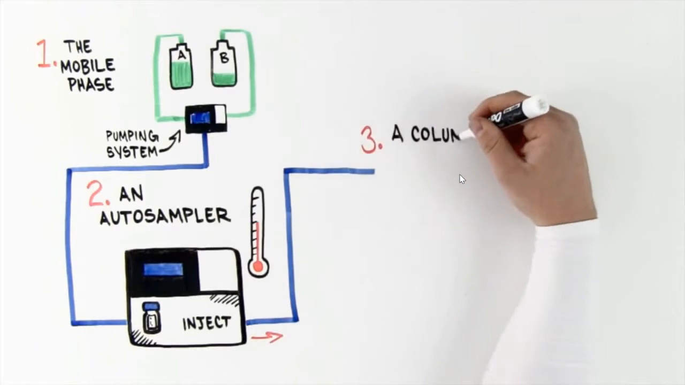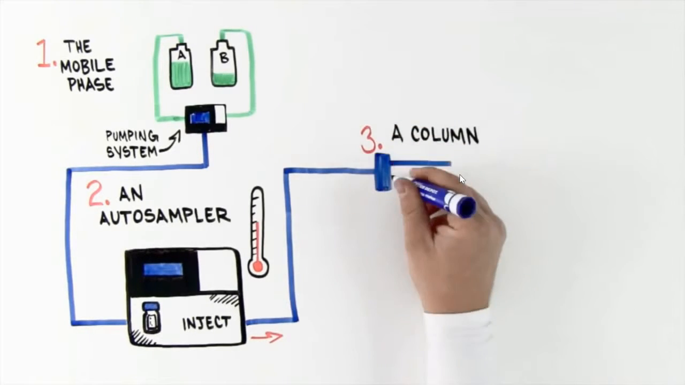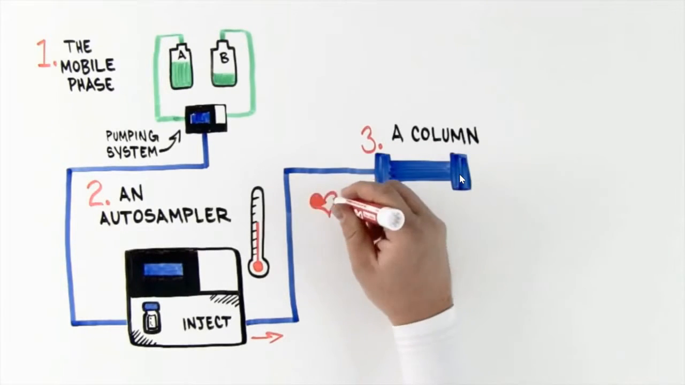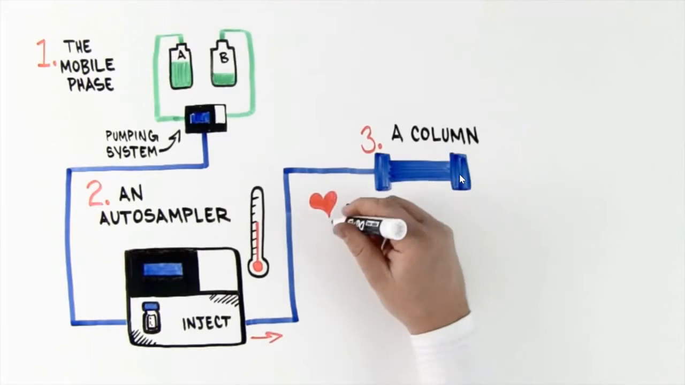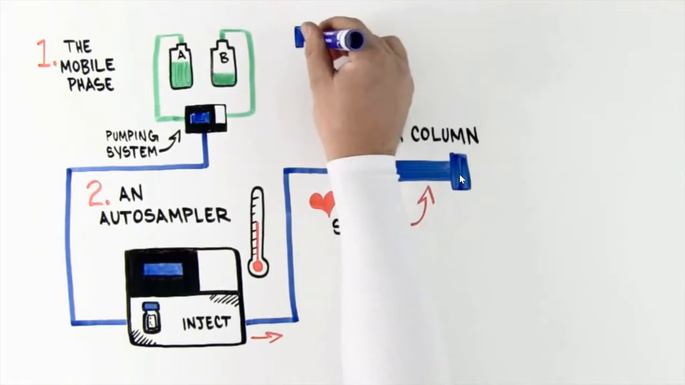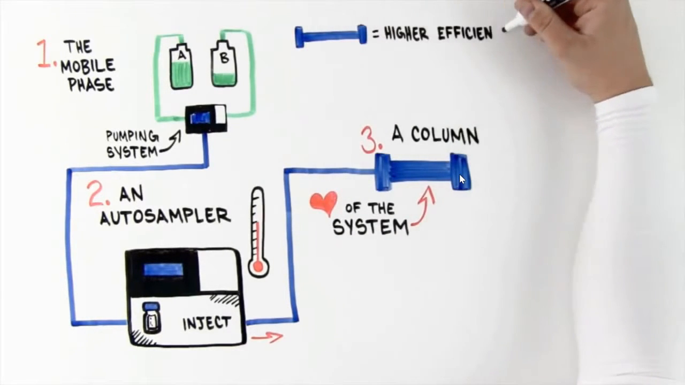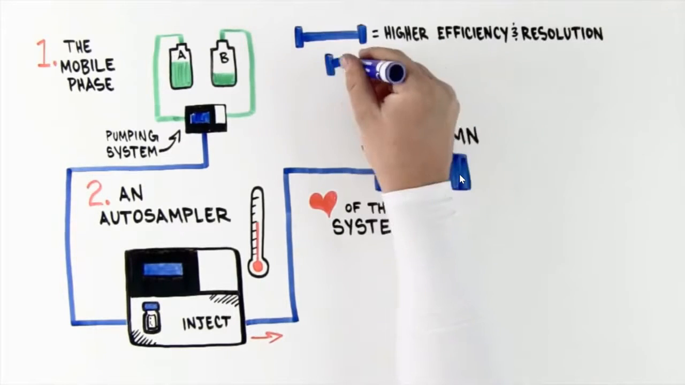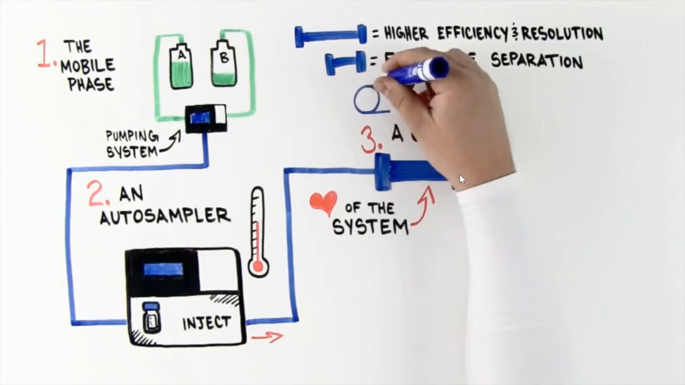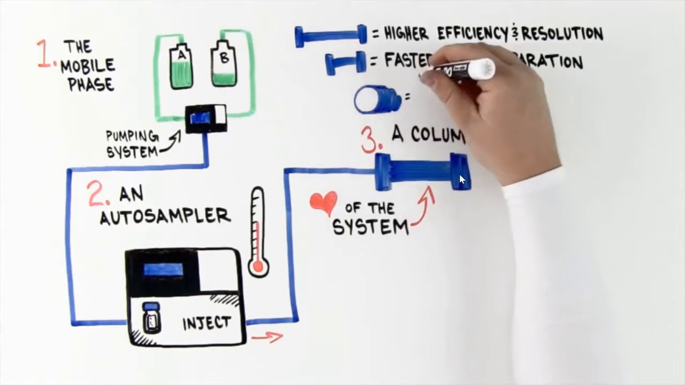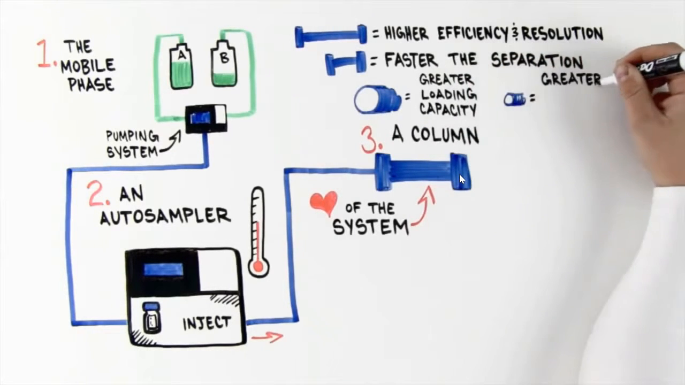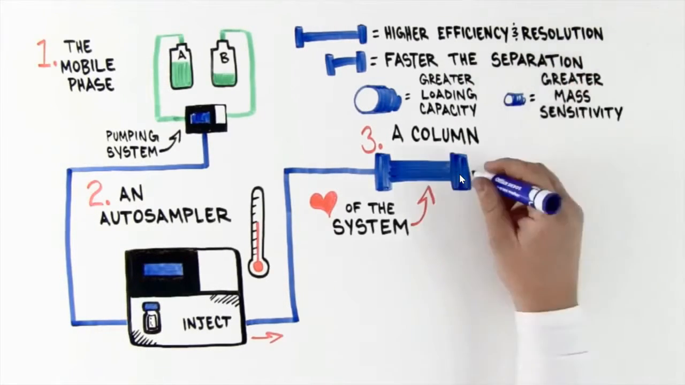The third part is the column. The column is the heart of the HPLC. The column is packed with a stationary phase that separates the sample. A nonpolar silica-based phase is the most common phase for reversed phase HPLC. The longer the column, the higher the efficiency and resolution. The shorter the column, the faster the separation. Also, the larger the column diameter, the greater the loading capacity, while the narrower the column, the greater the mass sensitivity.